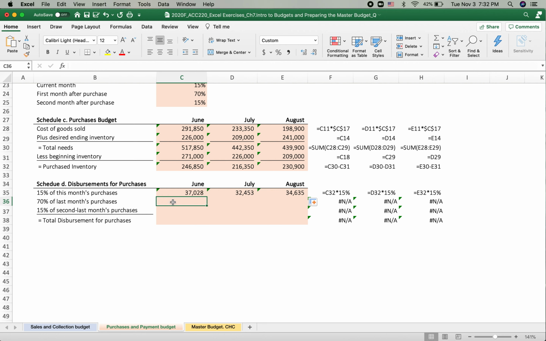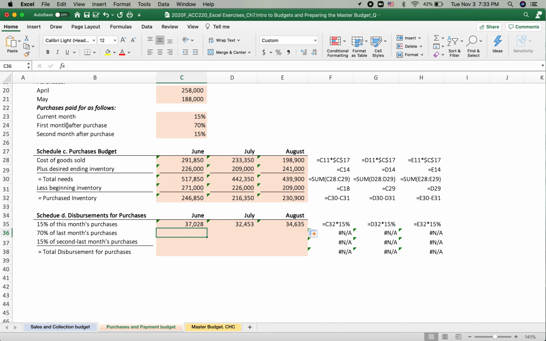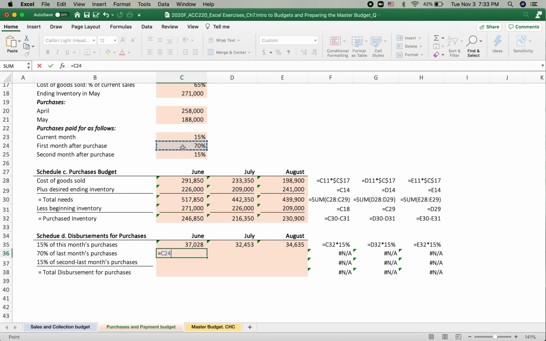the months. 70% of the last month's purchase. 70%. Then where do we get it? Where can we get the last month's purchase? There we go. Here, the first month after purchase. Oh, the May, we have May information, 70%. Now we will use 70% times the May, 188. That is the last month. So 131,600.